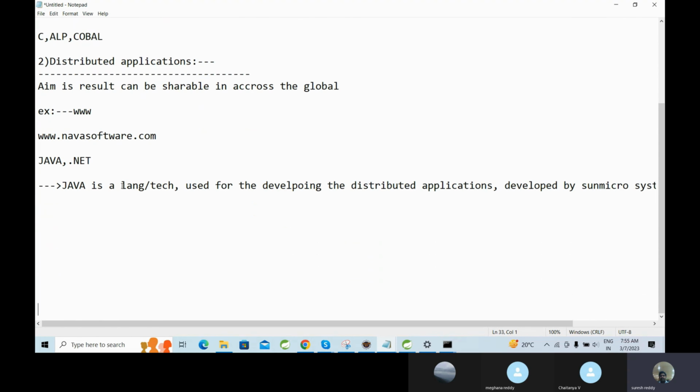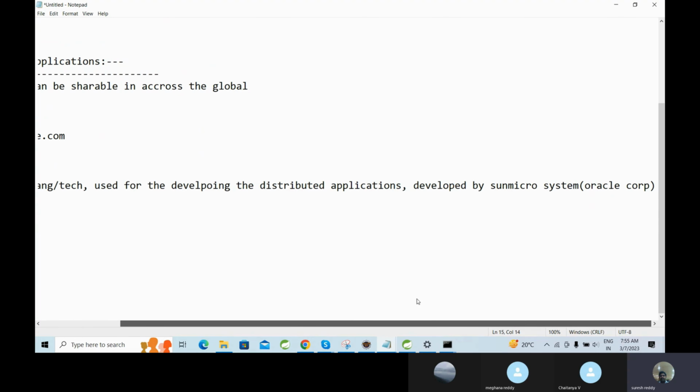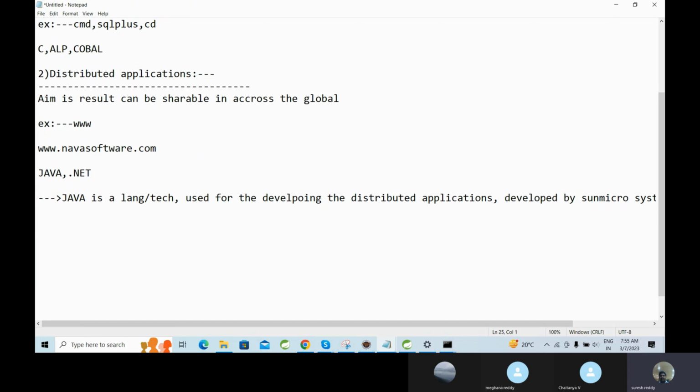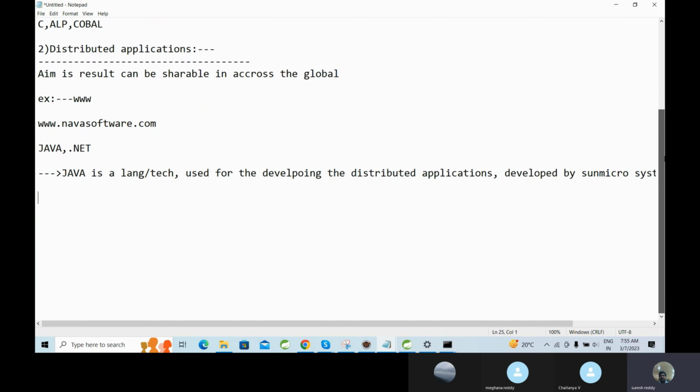Java is a language or technology used for developing which type of applications? Distributed applications. What is meant by distributed applications? The main aim is that the result can be shareable, can be distributed. Developed by whom? Sun Microsystems. Now it is owned by whom? Oracle Corporation. That is known as the standard definition of Java.